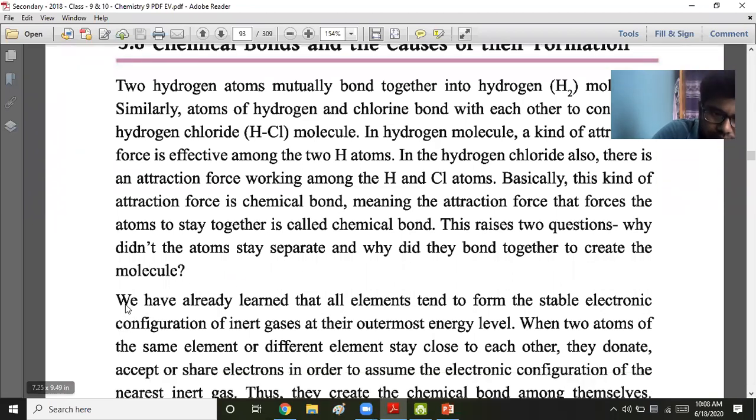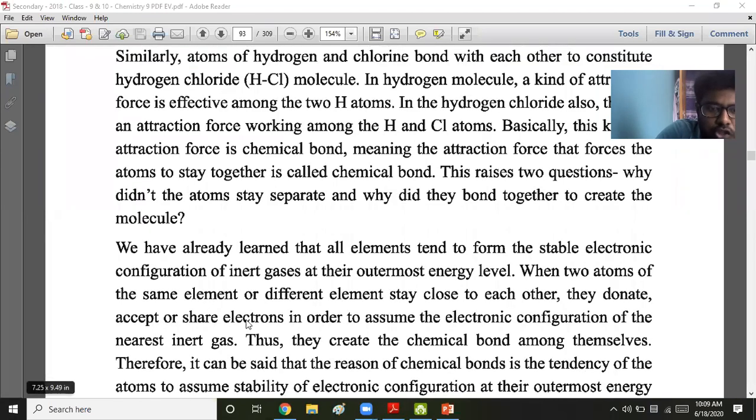Actually, we have already learned that the elements tend to form a stable electronic configuration of an inert gas at their outermost energy level. When two atoms of the same element or different elements stay close to each other, they donate, accept, or share electrons in order to assume the electronic configuration of the gas. So to make you understand, I'm going to my copy.